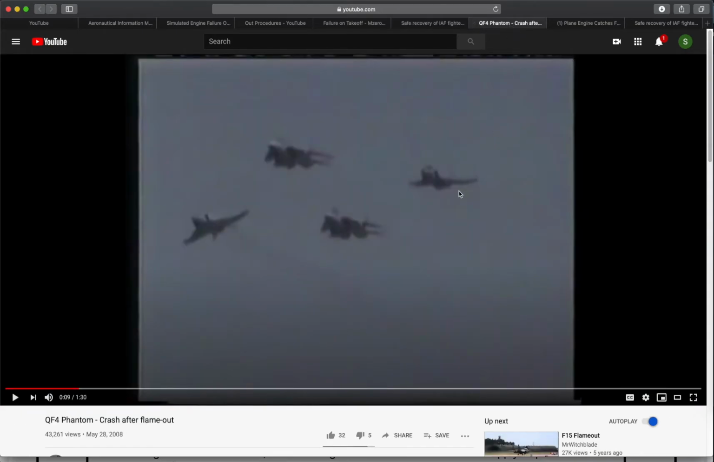Here's another one where an aircraft has an issue. I believe he loses his engine here at an air show. And it just shows, again, how fast aircraft lose control when they lose their engine and that forward thrust. And this turns out to be a fatal situation.